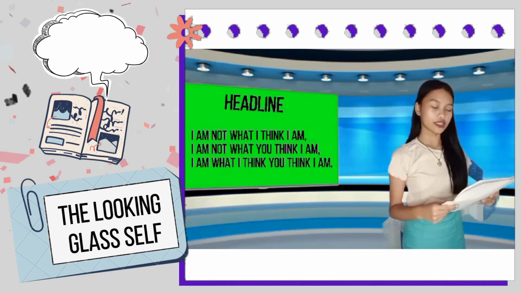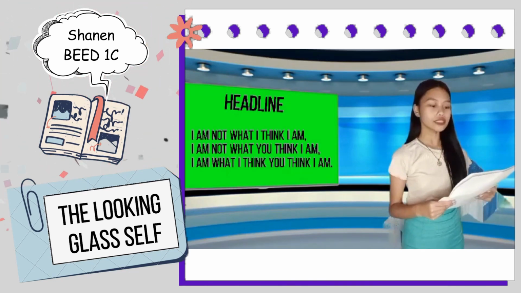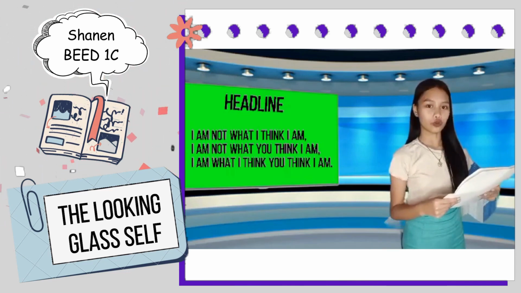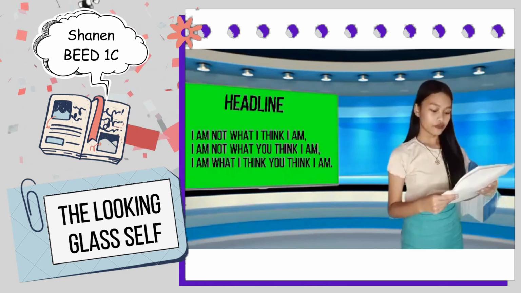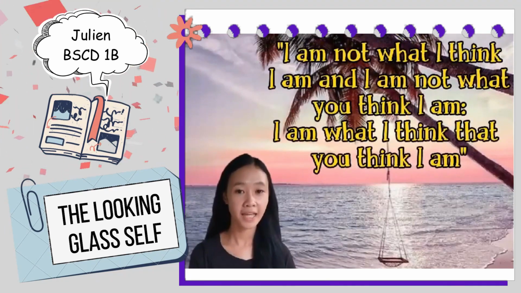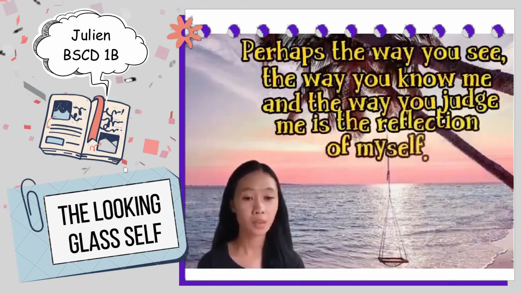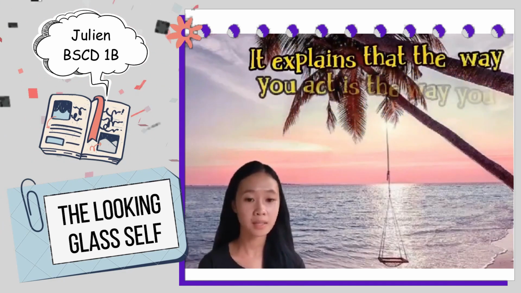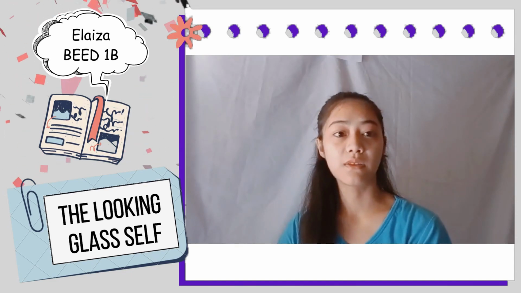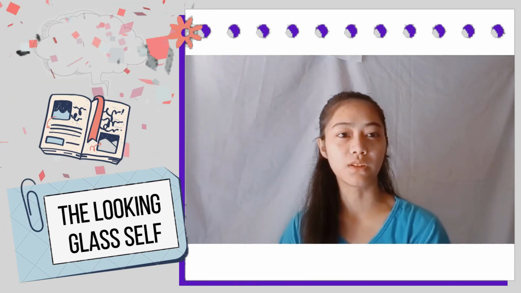Welcome to Newsline. In today's generation, some of us are concerned to value the opinions of our society. To an extent, we begin shaping our personality accordingly, since nobody really knows what the other person might be thinking about them, only based on our own thinking. Sometimes a person's overall personality is developed by self-interaction with society. I am not what I think I am, and I am not what you think I am. I am what I think that you think I am. It explains the way you think and not what you think about yourself. Perhaps the way you see me, the way you know me, and the way you judge me is the reflection of myself. It means that what you think I am is how I will be thinking. In short, people used to be a person or act based on what they think others are thinking about them.